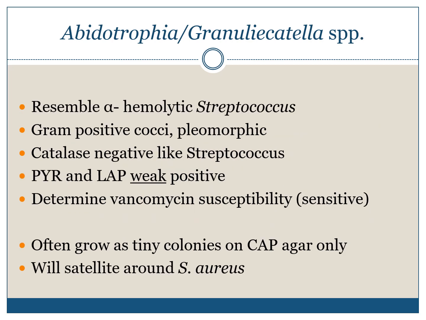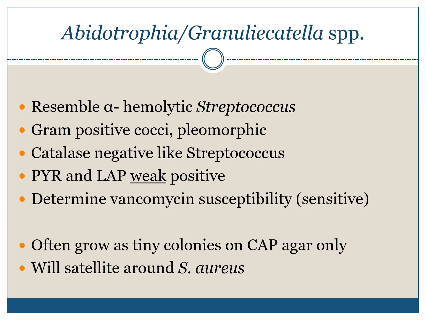These organisms resemble alpha hemolytic streptococcus. They're gram-positive cocci and they could be pleomorphic. They're catalase negative like streptococcus, PYR and LAP positive, and we can determine their vancomycin susceptibility. They should actually be sensitive to vancomycin. Now, other organisms like Leuconostoc and Pediococcus are vancomycin resistant. All other gram-positive cocci that are streps and staphs, with the exception of VRE and VRSA, are actually vancomycin sensitive.